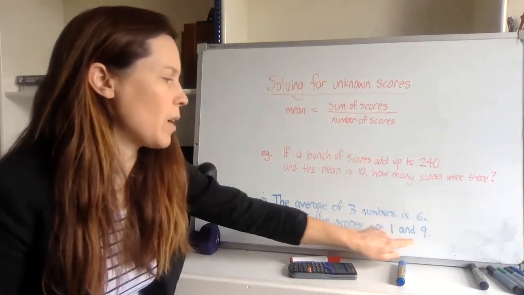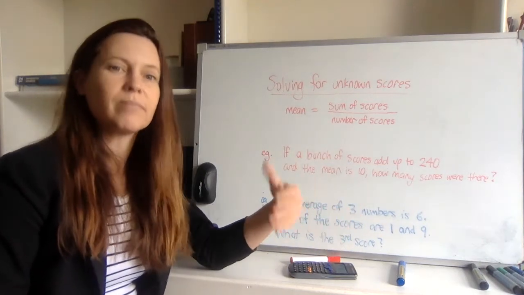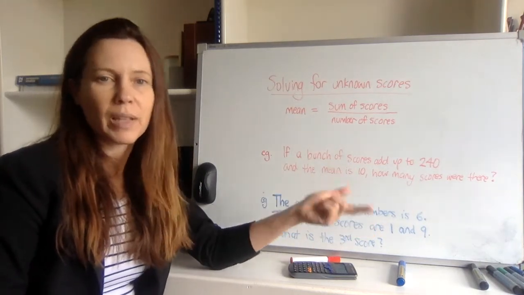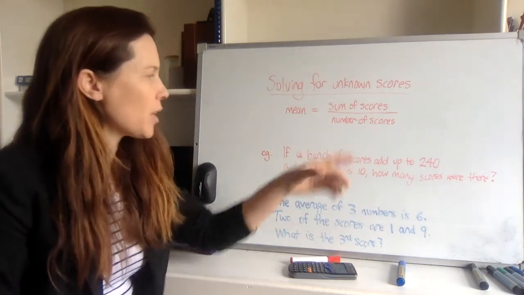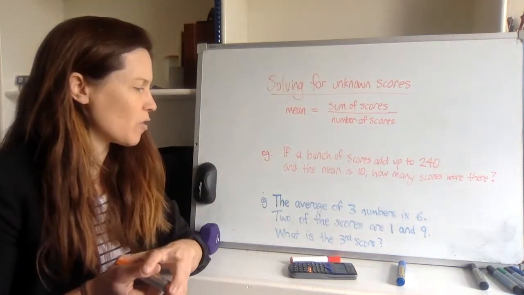So we've already got a 1 and a 9. That's 10. So the other score must have been 8. So that 10 plus 8 would give us the 18. Check that it works out by plugging it back into the formula. And that's how you solve problems like that.